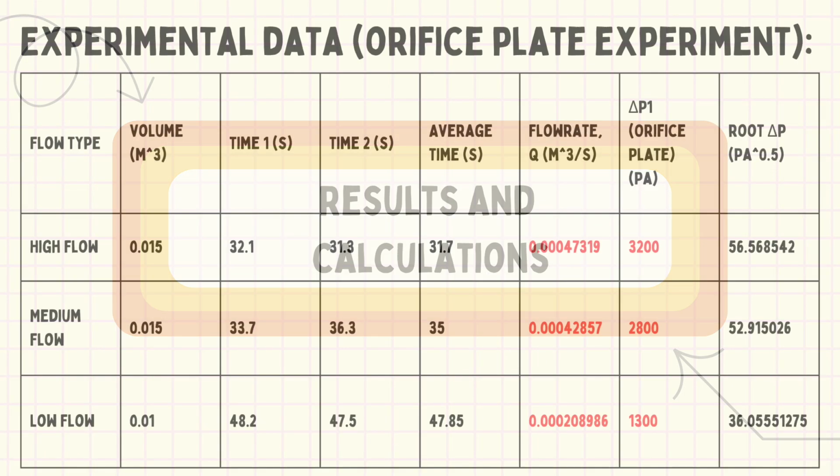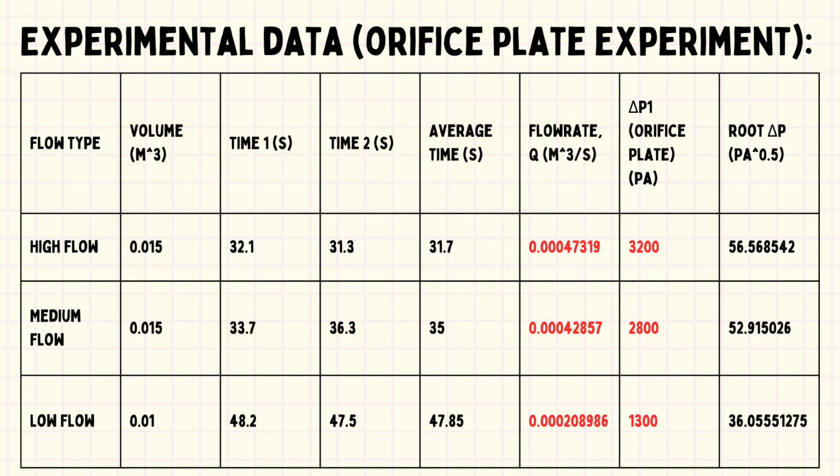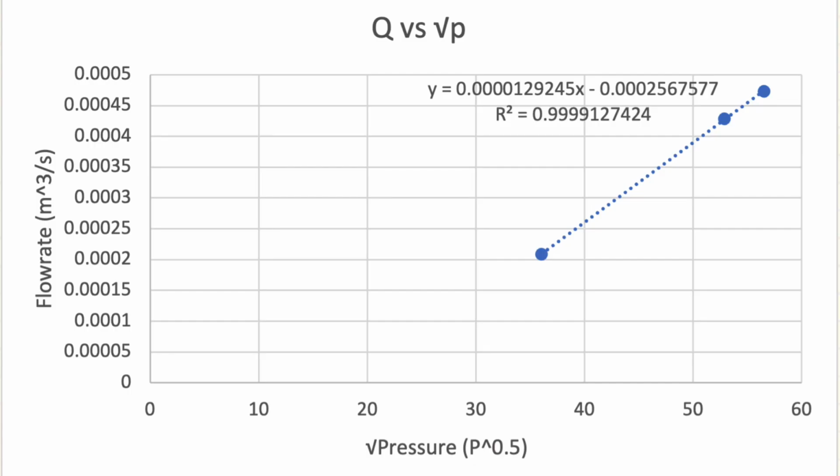The following is a sample of our tabulated data. These are the data taken for the orifice plate experiment. The flow rate and pressure drop data are used to produce this graph. This is the flow rate versus the square root of the pressure drop line, and its gradient is used in the discharge coefficient equation.